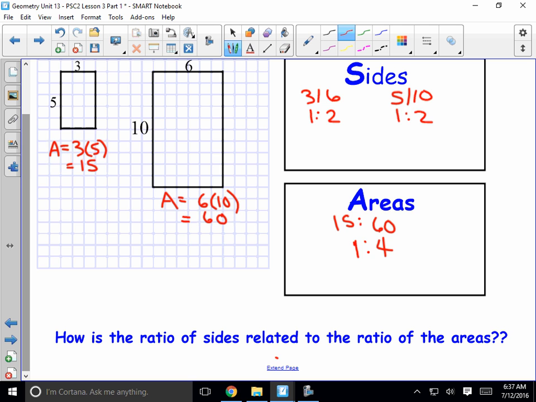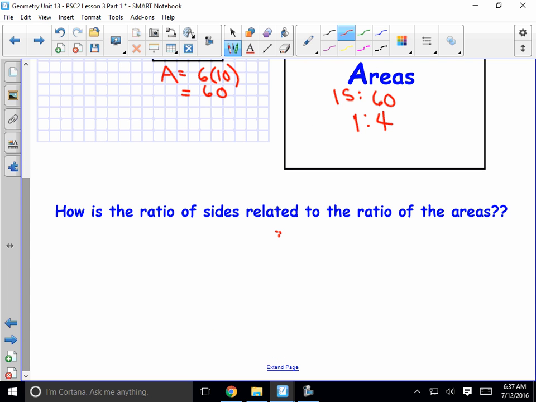And what we want to do is think about and answer this question here at the bottom. Okay, how is the ratio of the sides related to the ratio of the areas? And what we want to think about is how many dimensions we're working with. Okay, when we talk about a length, it is one dimension. Okay, when we talk about area, it is a two-dimensional measurement.